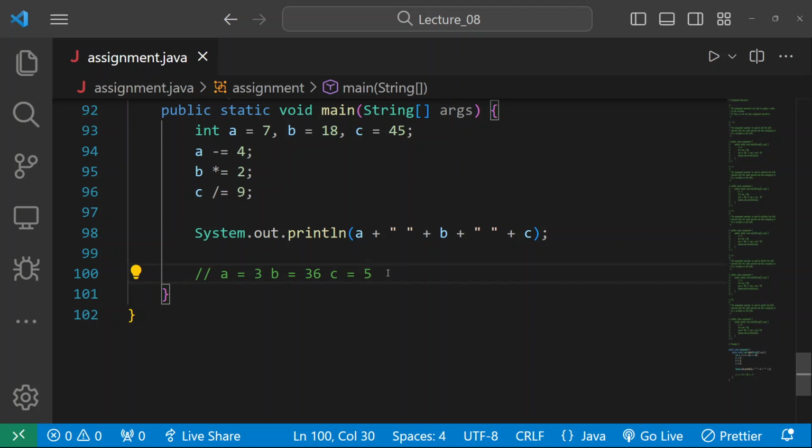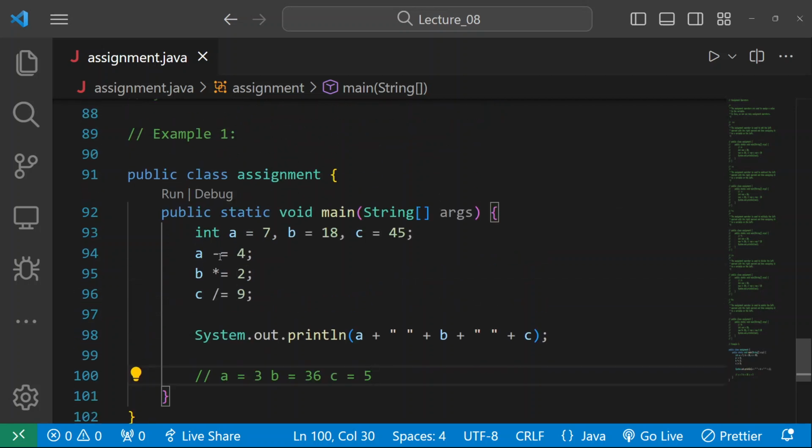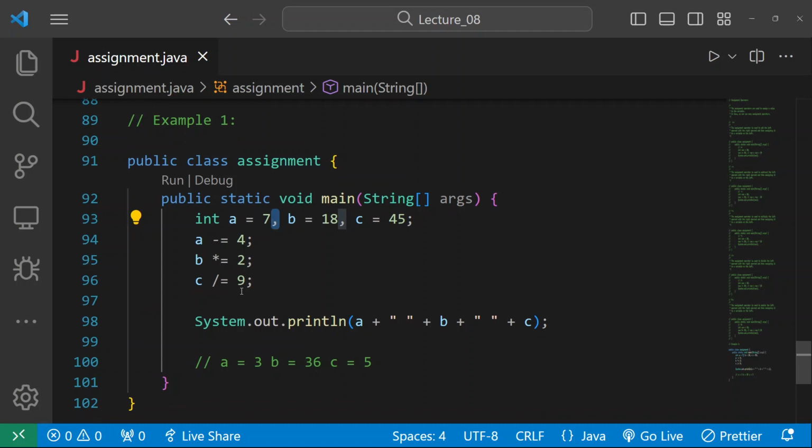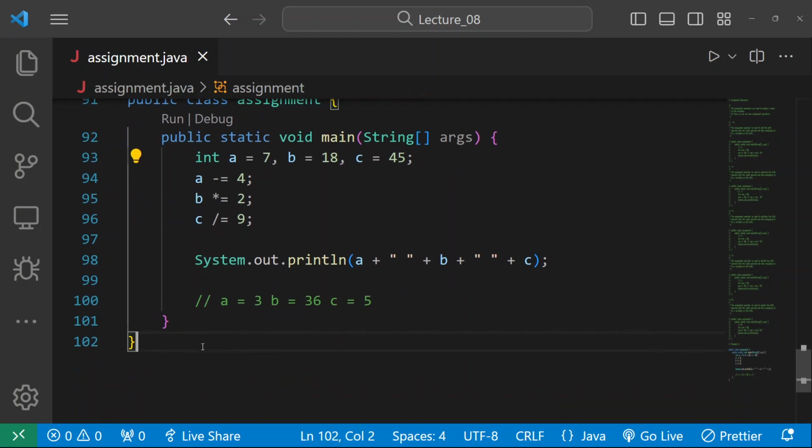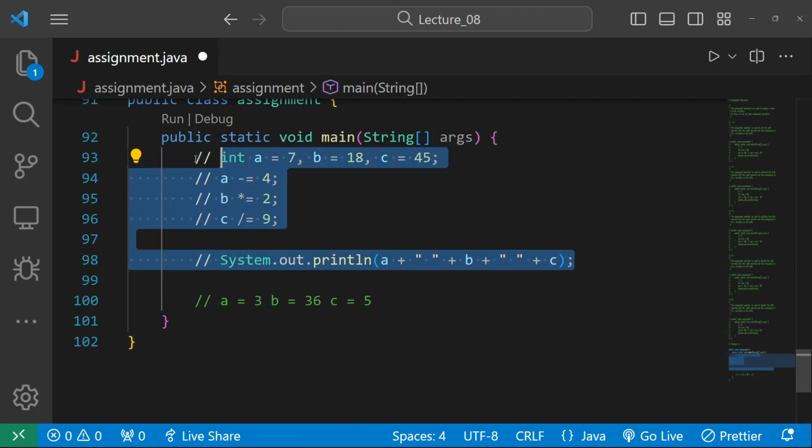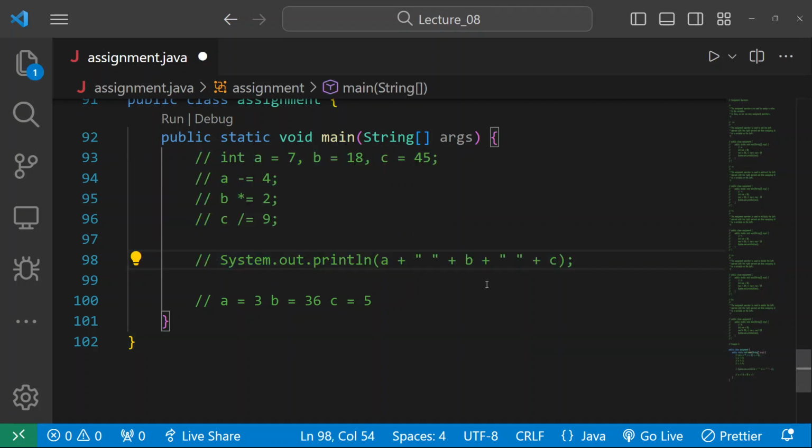It is performing a minus equal to 4, which means subtracting. You can see here a value is 7. We are subtracting 4 from it, and we are getting 3. Same here, we are multiplying by 2, we get 36, and dividing by 9 we get 5. Very good, it means the concept is clear to you. That's the reason I took a simple question. Now let me comment this, and I need an answer from someone else.